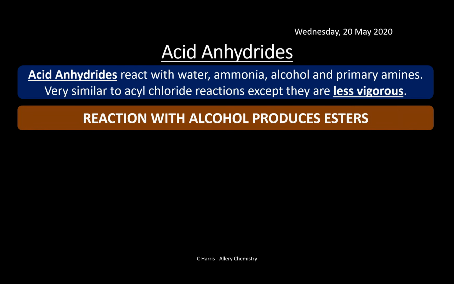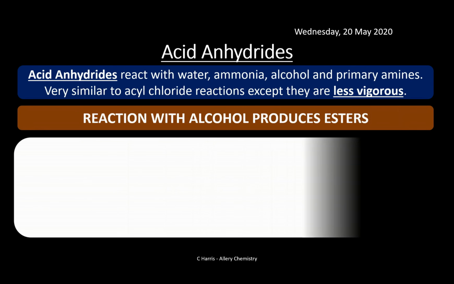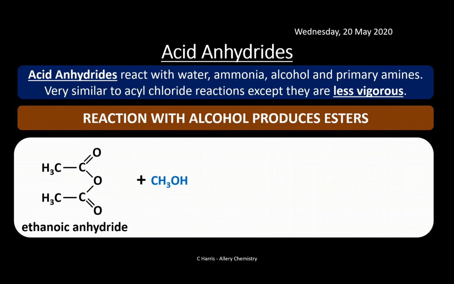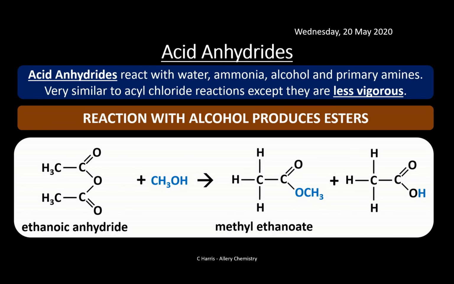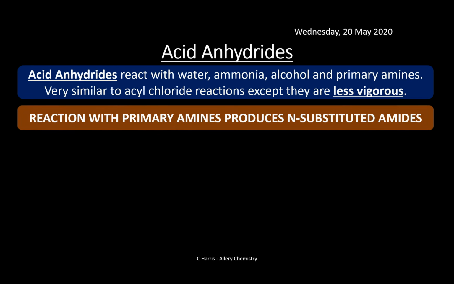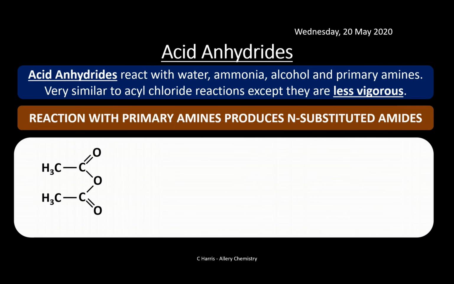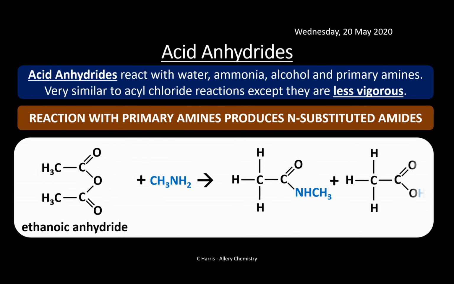Here's the next one. So this is reaction with alcohol produces esters. So here's our acid anhydride, and we're going to react it with an alcohol. And just like with acid chlorides, we produce an ester. There it is. And we produce a carboxylic acid. And then finally, here's the other one, which is reaction with primary amines produces N-substituted amides. So there's your ethanoic anhydride reacting with your primary amine. This is going to form, obviously, your N-substituted amide, exactly the same, plus carboxylic acid.